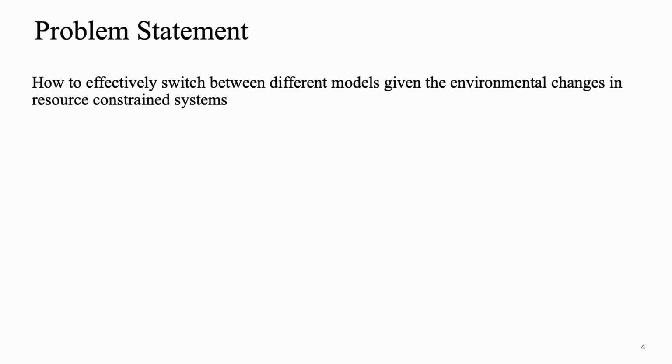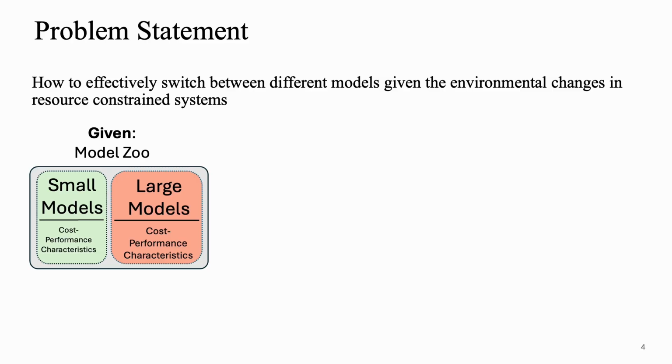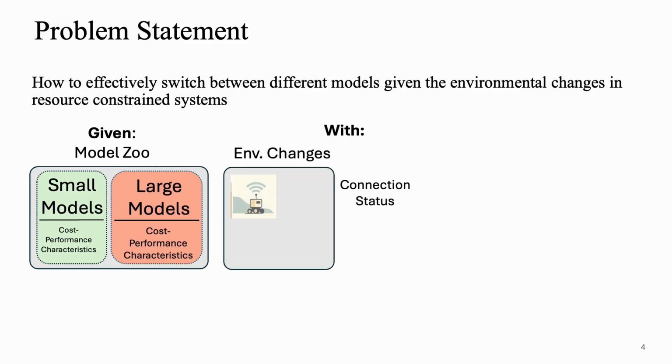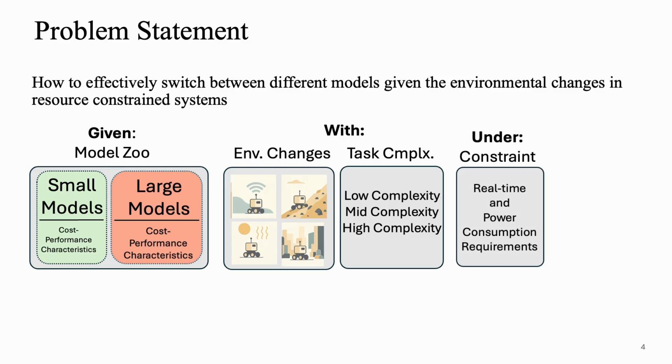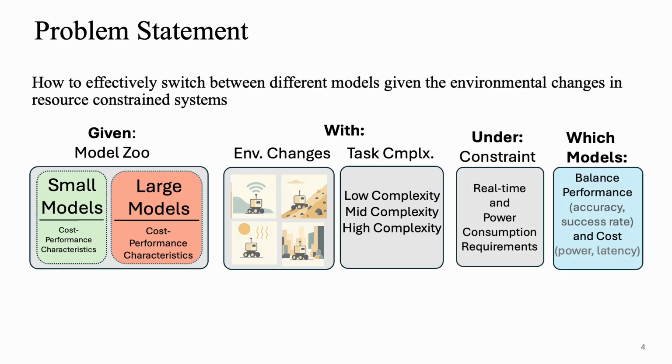The core challenge I aim to address is how to effectively switch between different models in response to environmental changes within resource-constrained systems. Given a pool of models with varying complexity, the goal is to decide, based on factors like connectivity status and task difficulty, which model offers the best trade-off between performance and cost, under real-time and power constraints. Here, performance refers to accuracy and success rate, while cost refers to power consumption and latency.